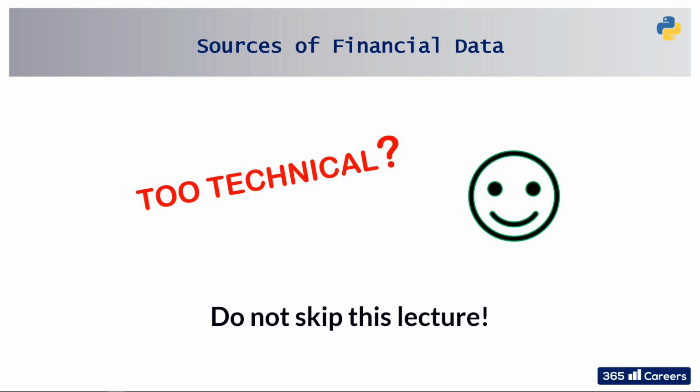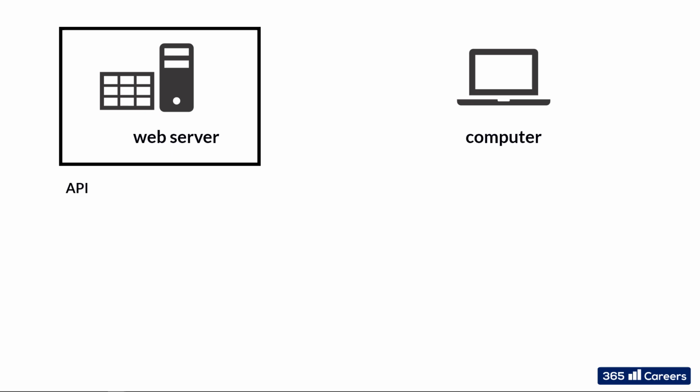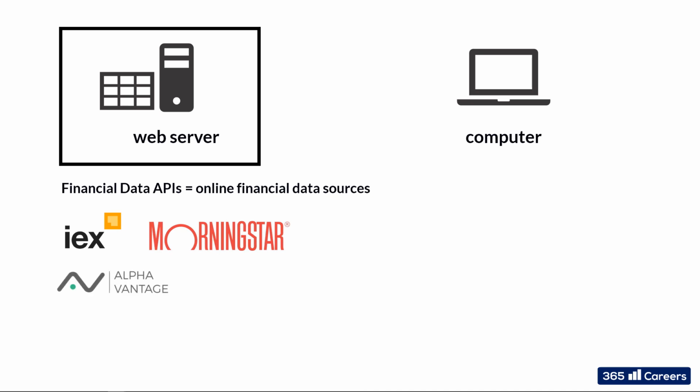Let's look at using financial data from a technical perspective. First, the data you'll be using for financial or any other type of analysis comes from one of two sources: a web server or your computer. In practice, to access data stored on a web server, you'll need to connect to its API, Application Programming Interface. In our case, we will need financial data APIs. We can call them online financial data sources as well. Examples are the IEX, Morningstar, AlphaVantage, and the Quandl APIs, amongst many others.